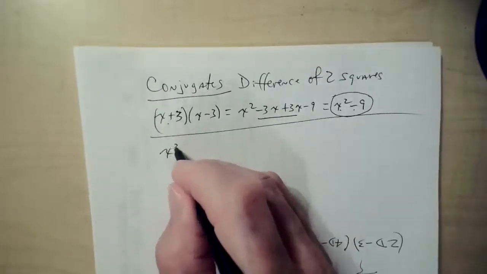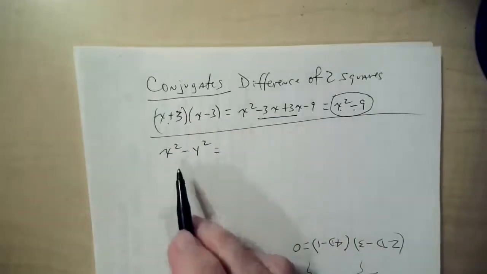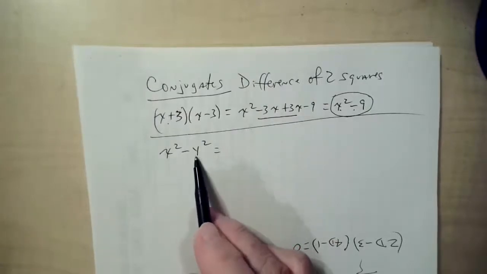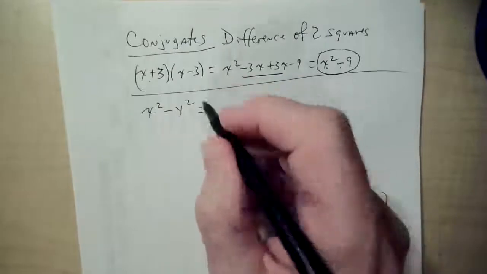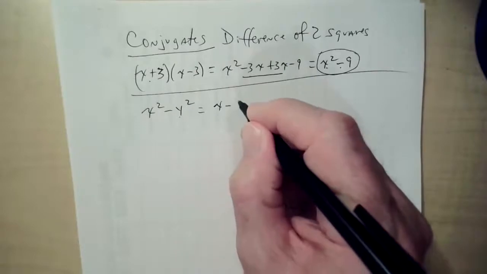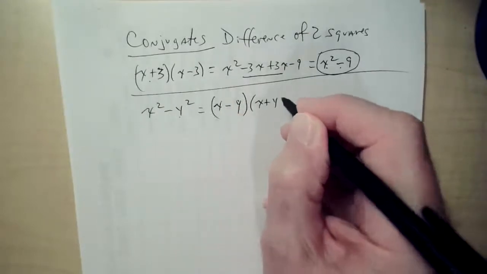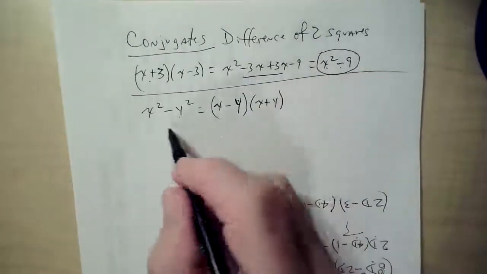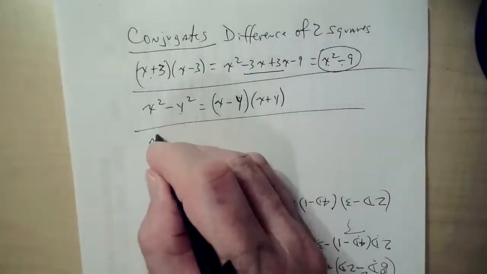So what if we have x squared minus y squared? What are the factors here? Is this a difference of two squares? Yes. So we take the square root of each one of these and we get x minus y times x plus y.